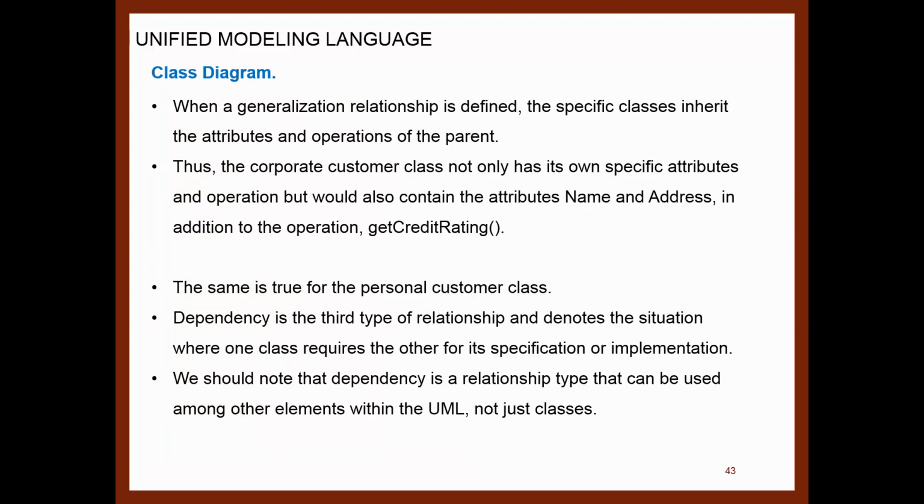When a generalization relationship is defined, the specific classes inherit the attributes and operations of the parent. Thus, the corporate customer class not only has its own attributes and operations, but would also contain the attributes name and address, in addition to the operation get credit rating. The same is true for the personal customer class. Dependency is the third type of relationship and denotes the situation where one class requires the other for its specification or implementation. We should note that dependency is a relationship type that can be used among other elements within the UML, not just classes.